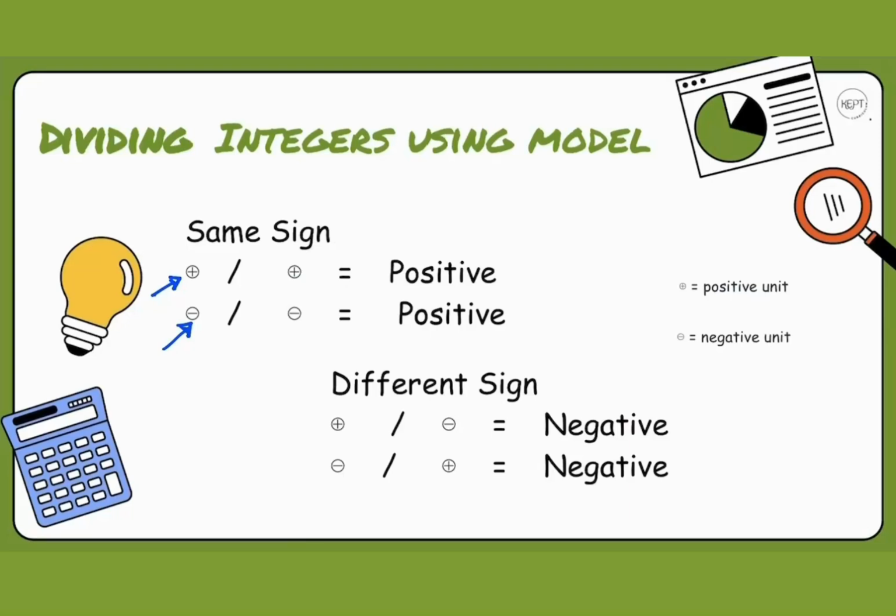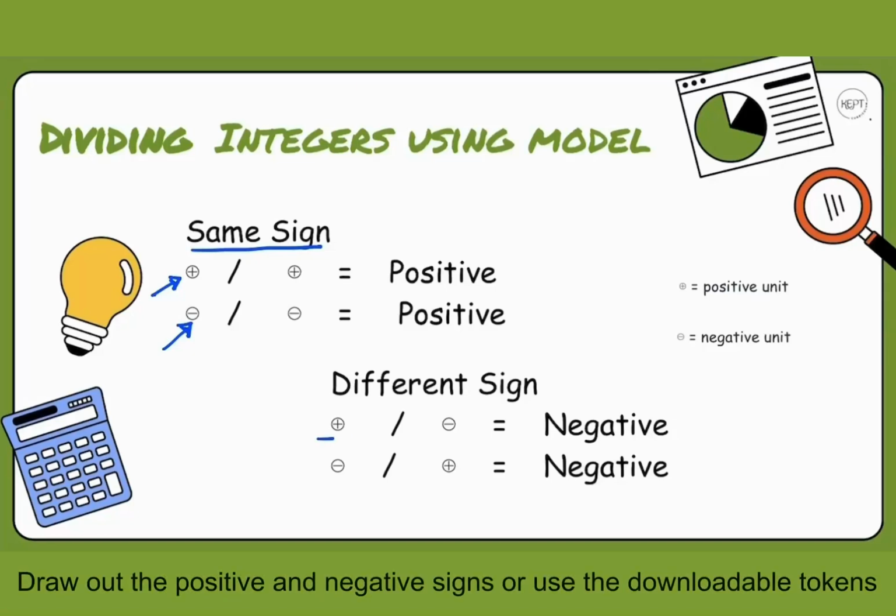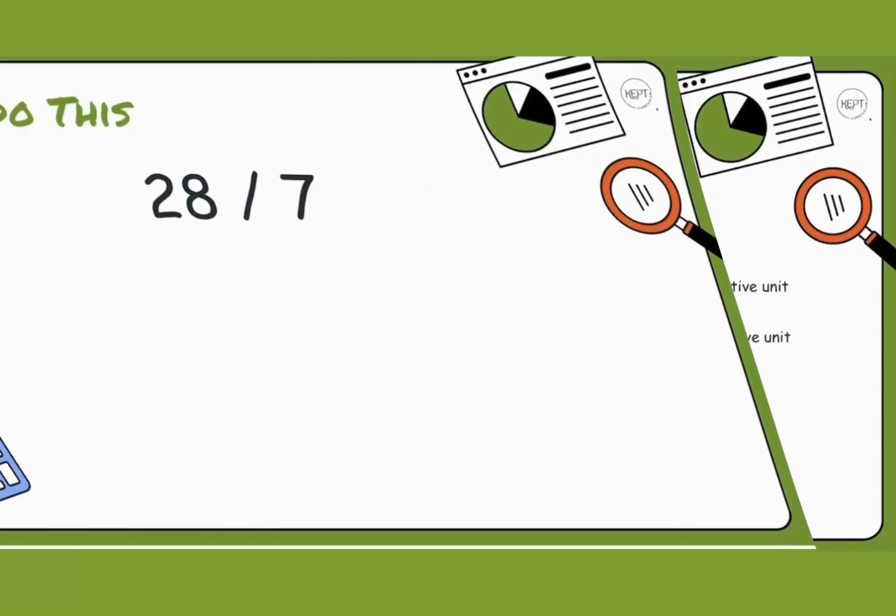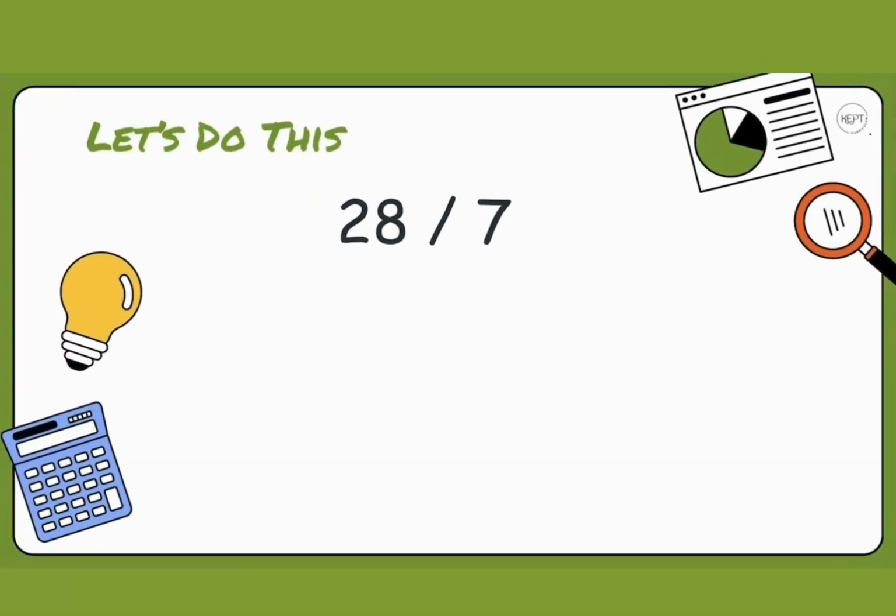So anytime that we have the same sign token, a positive divided by a positive or a negative divided by a negative, those answers will both be positive. Now when we have different signs, for example, a positive divided by a negative or a negative divided by a positive, those answers will be negative. All right, so let's do some models for this one.